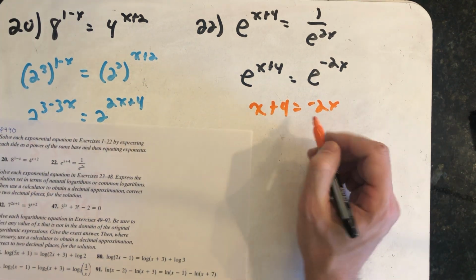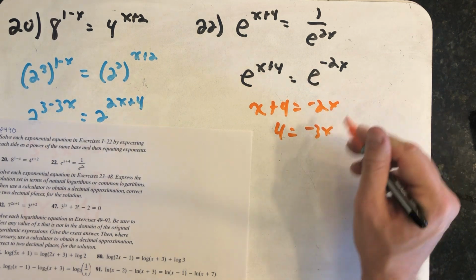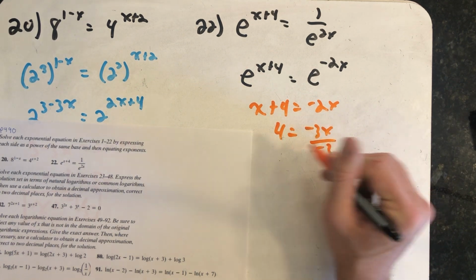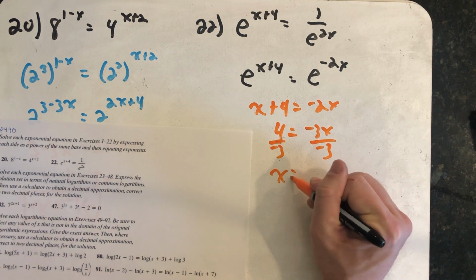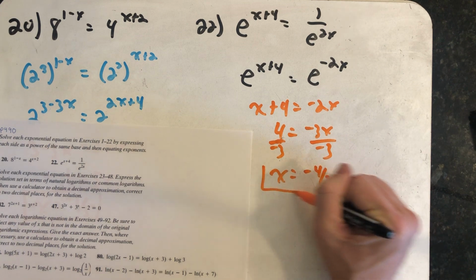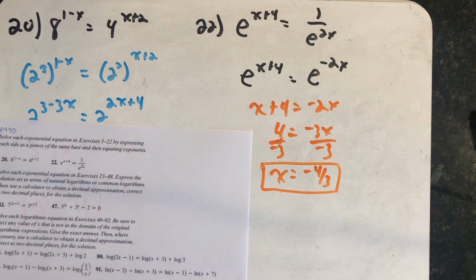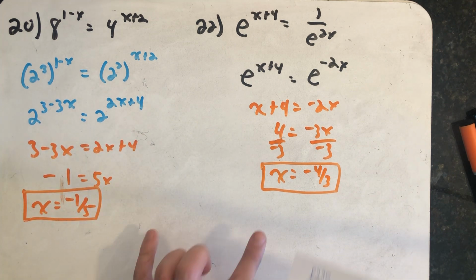All right, let's take x away from both sides. So I end up with a 4 equals minus 3x. Divide by minus 3. And I find out that x is minus 4/3. All right, so we solved 2 exponential equations.